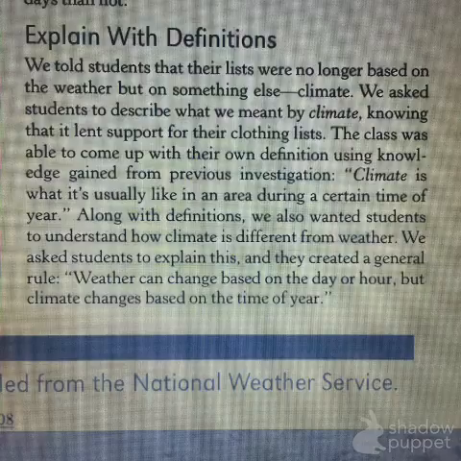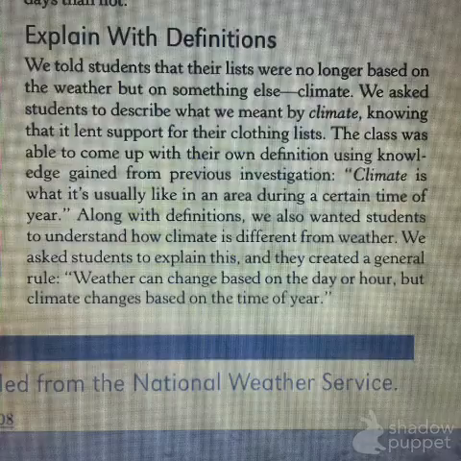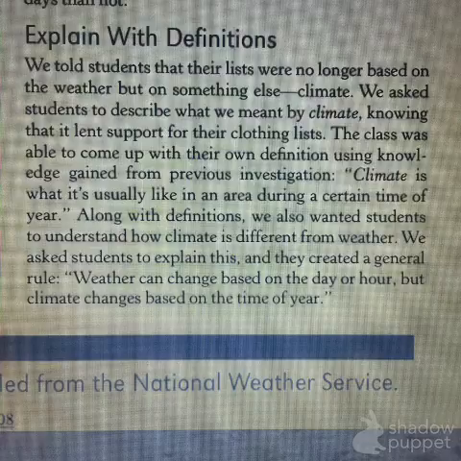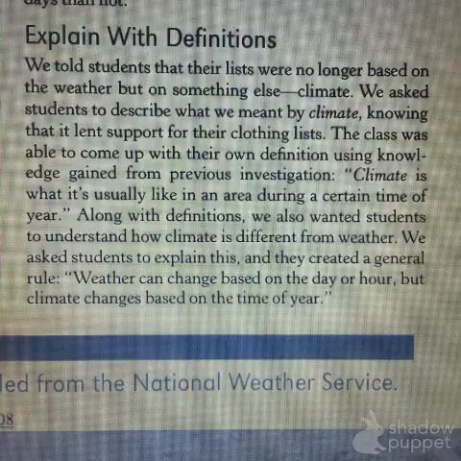The teacher still needed to make sure, though, that the students knew the difference between climate and weather. And so she asked the students to explain what weather was, and they explained that weather changes in hours or days, and climate changes during the year.